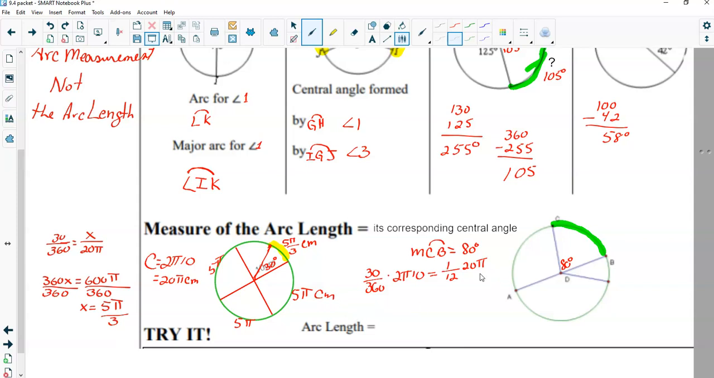Okay, so basically here is the formula. If I want any angle, let's call this theta, the formula is theta over 360 times 2 pi r. And that's the formula for the arc length. Theta is the angle, or whichever arc measurement that you're looking for, over 360 times the circumference. Okay, that's the formula. So let's try it.